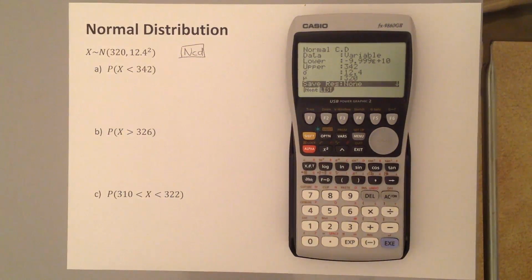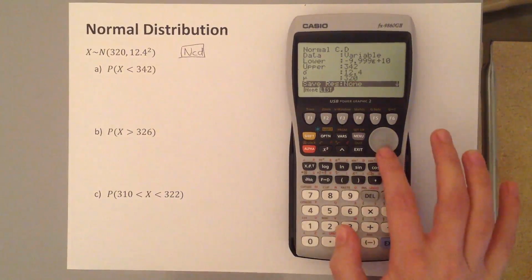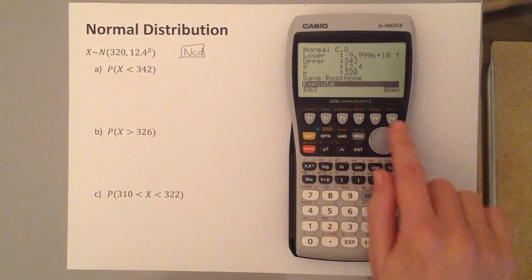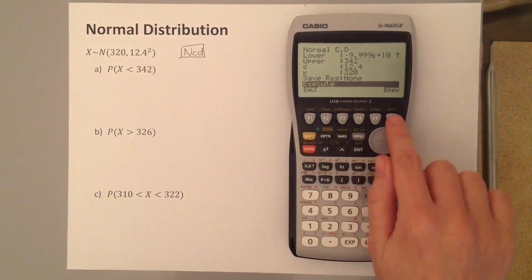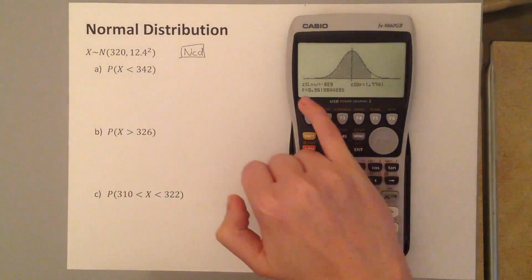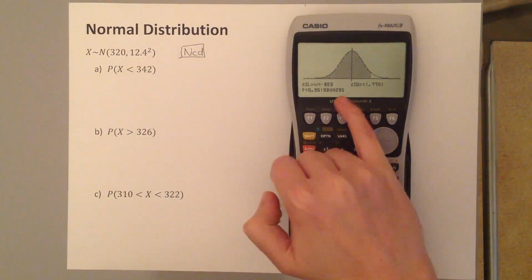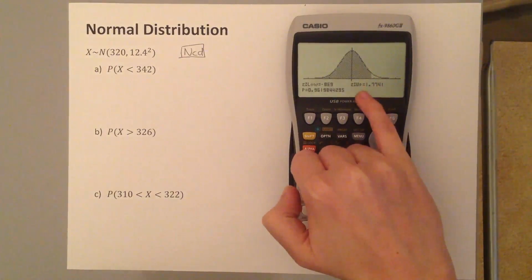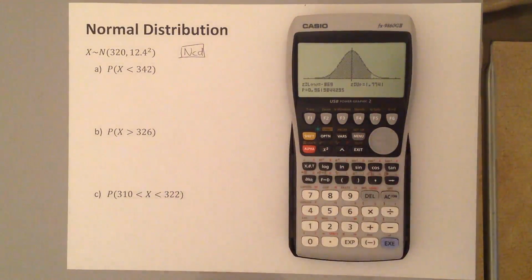Double check that you've typed all this in correctly, and then if you press down you should see an option that says draw above F6, and if you select this you should see that it draws a diagram for you. At the bottom it should also tell you the probability, and for the upper limit of 342 it has standardised it, so it tells you that Z is equal to 1.7741.